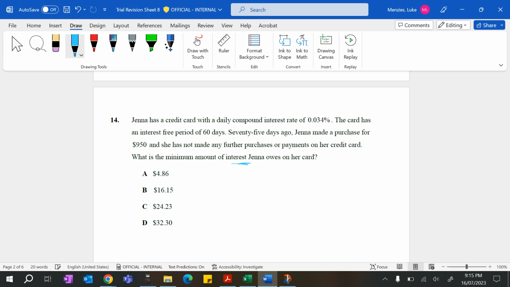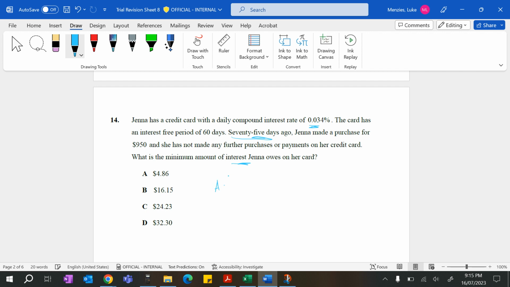Okay, the minimum amount of interest we're going to pay. So credit cards, interest-free days, how many extra days do we have? So we've got 60. So 75 minus 60 gives us the 15, so 15 days. And the nice thing that this has already done for us is change that into a daily rate. So we're going to use the compound interest formula.